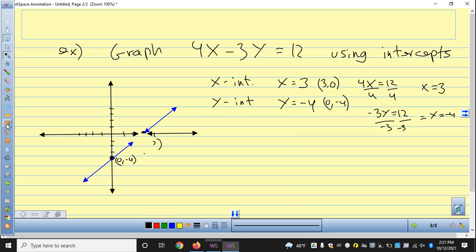Whoa. Let me make my eraser a little smaller here. There we go. I wanted to just redraw my 3.